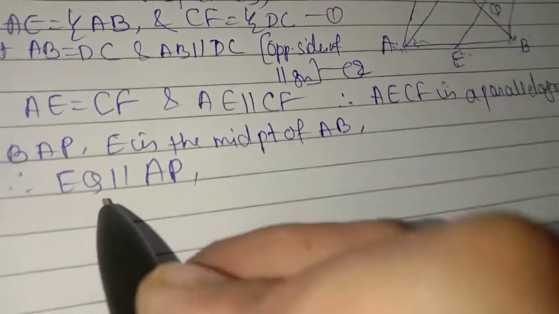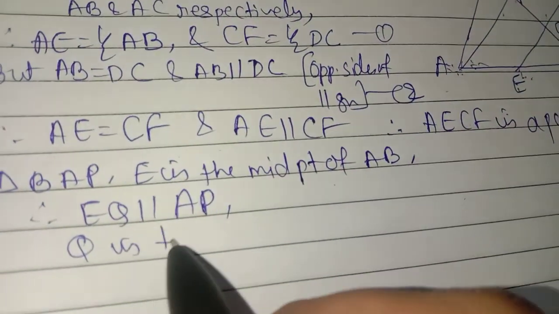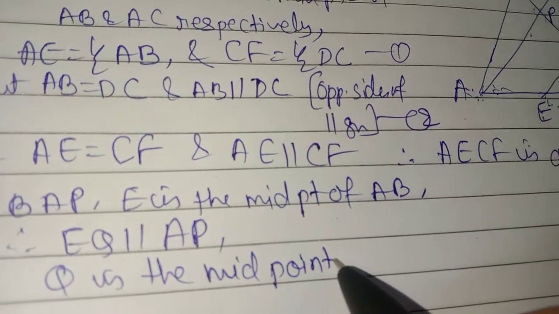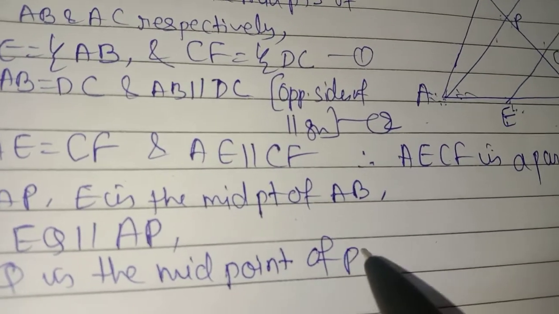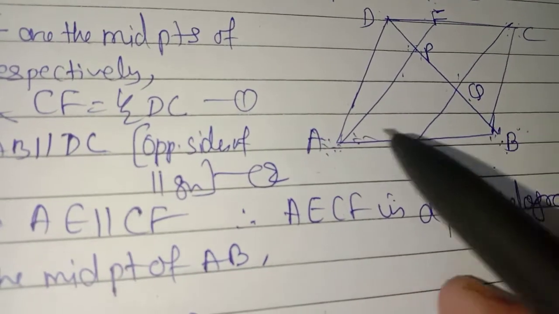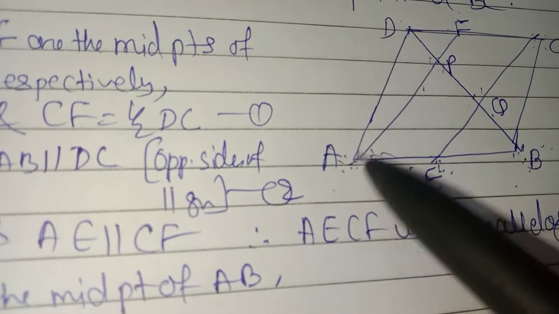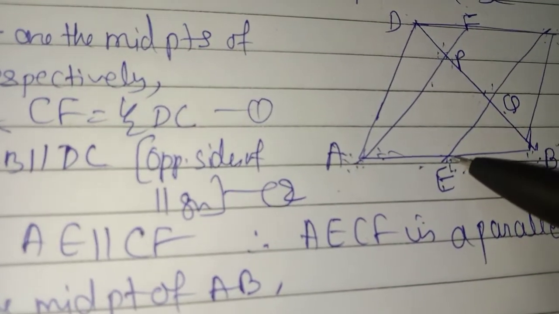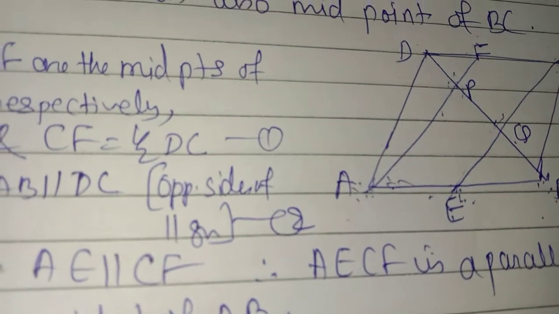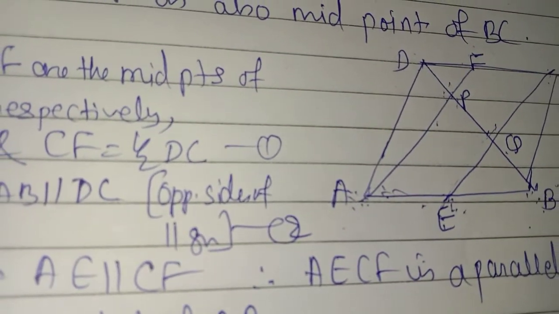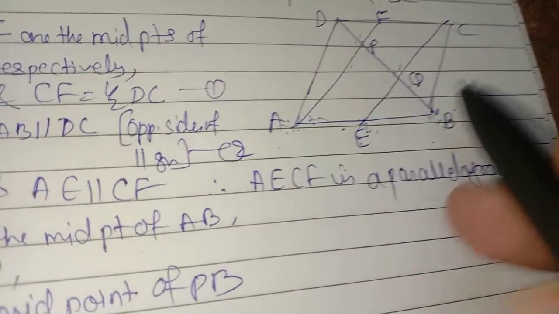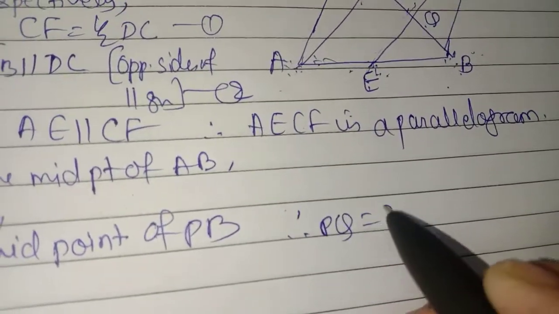So what you can say is that Q is the midpoint of PB, because if E is the midpoint of AB and EQ is parallel to AP, all the points lying on line EQ will remain parallel to AP. Then we'll write here, therefore PQ is equal to QB. Therefore PQ is equal to QB.